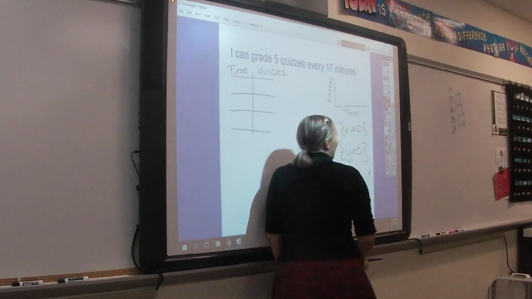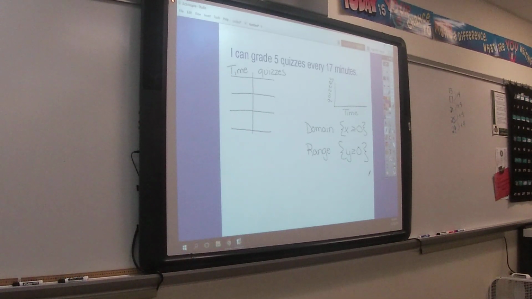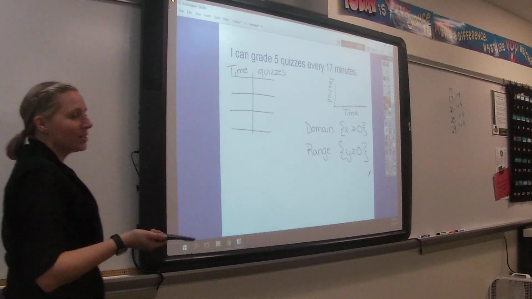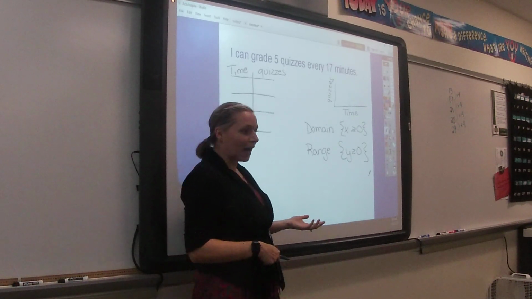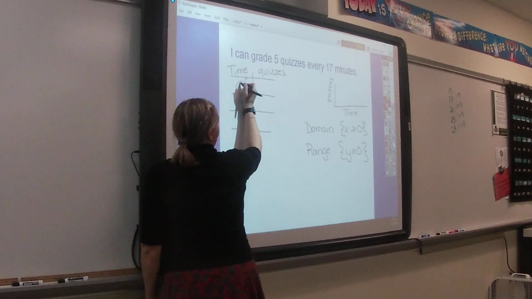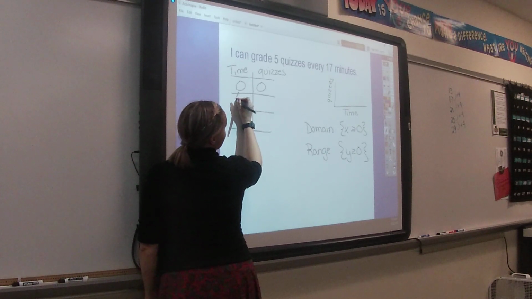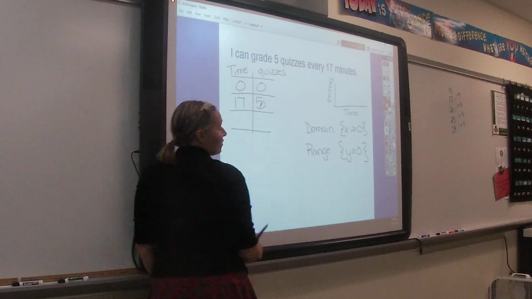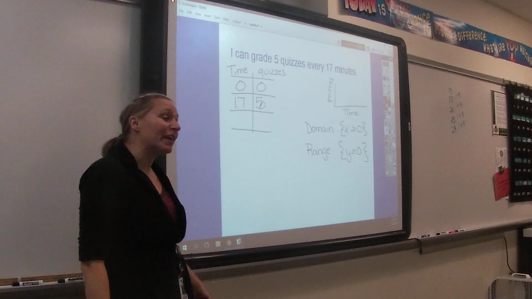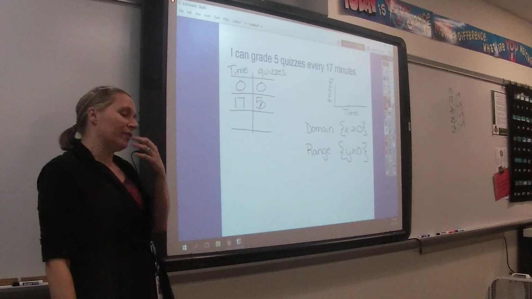Wait, so what's the point of 5 quizzes every 17 minutes? Yeah, what is the point of that? If I really wanted to find out how many quizzes I was grading and write a function rule with it, I would need it. I made a little table down here. I kind of erased it because I thought it wouldn't work, but I put, yeah, if 17 minutes have passed, I will have graded 5 quizzes. Right, and that would help us write a function rule. But does this problem ask us to necessarily write a function rule? No.